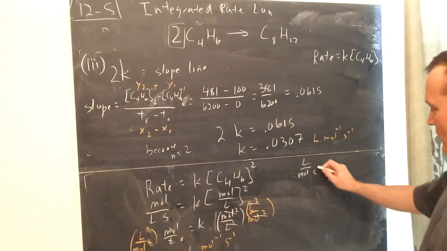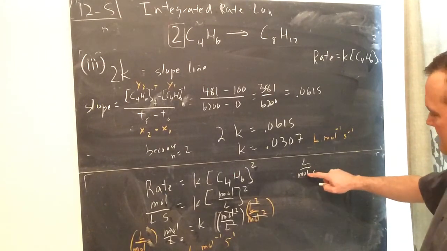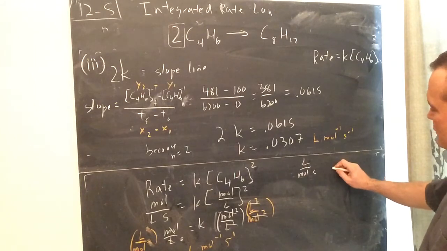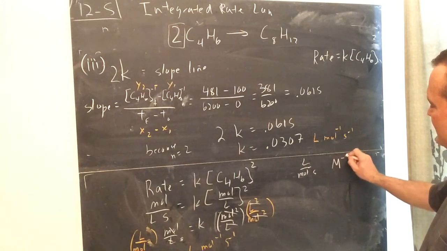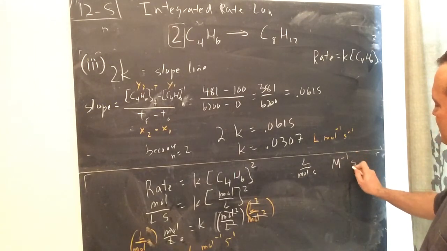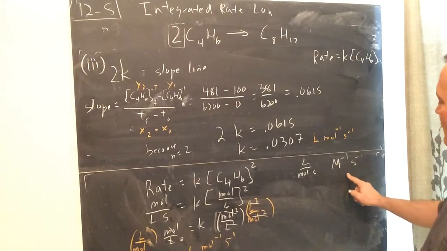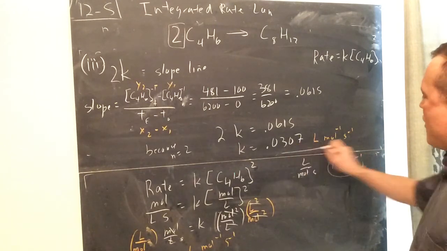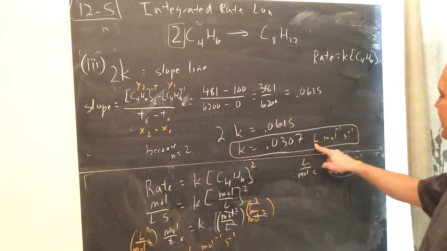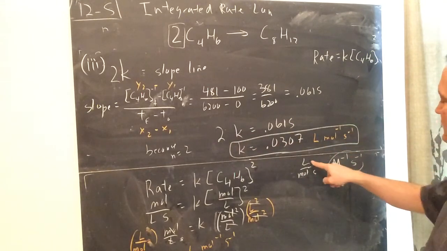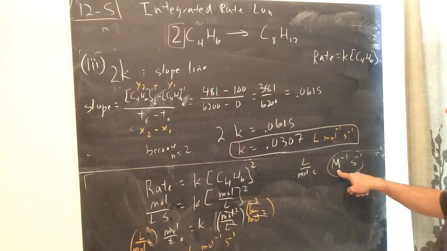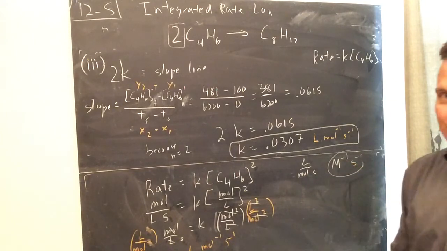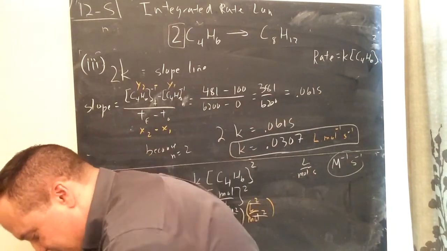Now, if you really want to be crazy with this, remember mole per liter is molarity. So you can do inverse molarity second, S -1, if you wanted to. I'll go with that. Liter per mole, -1, second, -1. You can also write liter mole second, or you can write molarity -1, S -1. Okay, so those are all the possibilities.